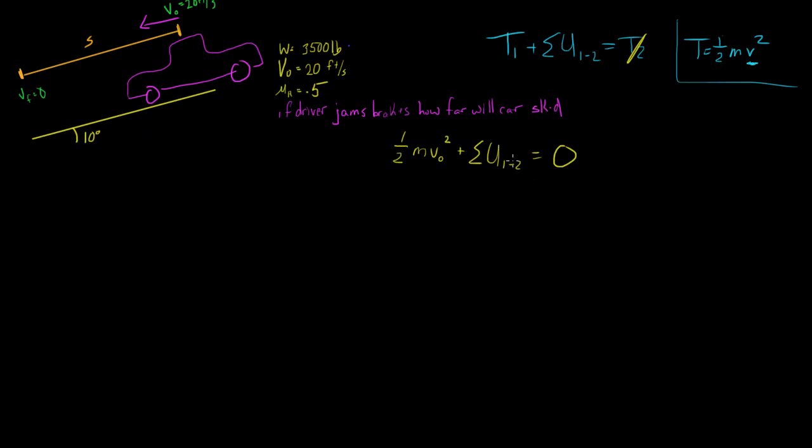Now, how do we figure out the forces that do work on our system? Well, the easiest way is to draw a free body diagram. And to draw a free body diagram, we're going to identify all of our forces, and then we're going to identify which forces do work and which forces don't do work, if there's any forces that don't. So we know this car has a weight, and this weight is going to be acting directly down. And its weight right here is going to be equal to 3,500 pounds.